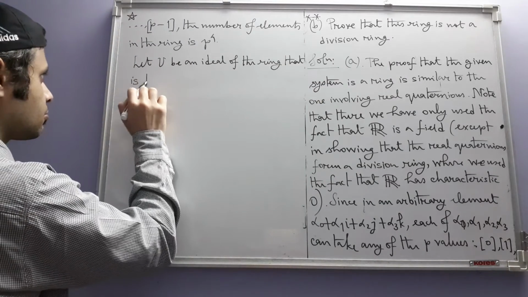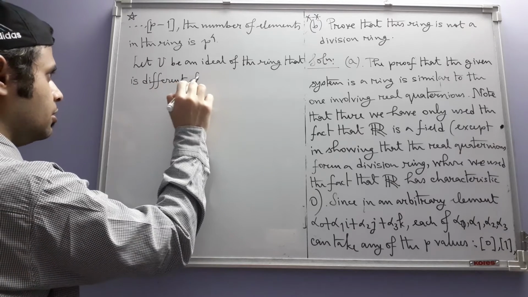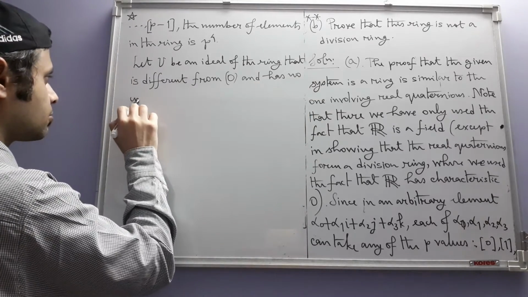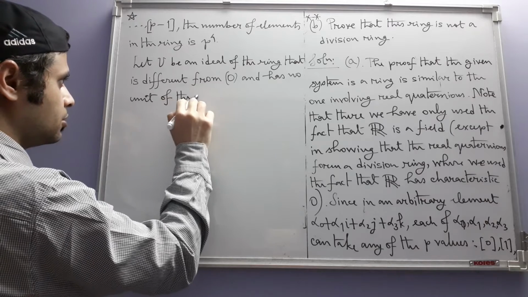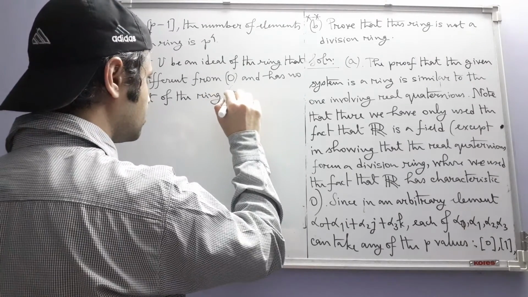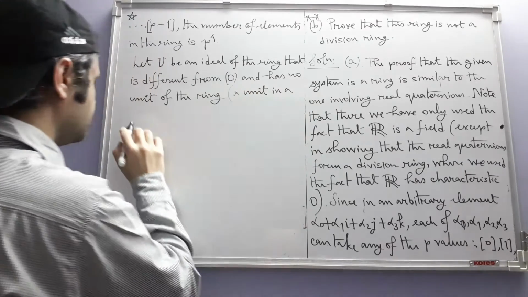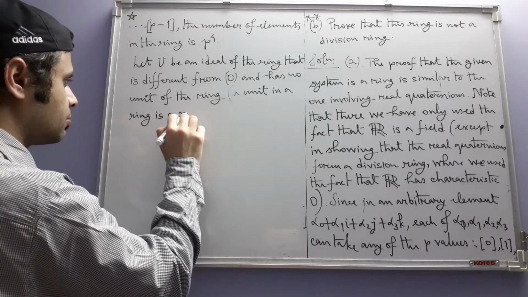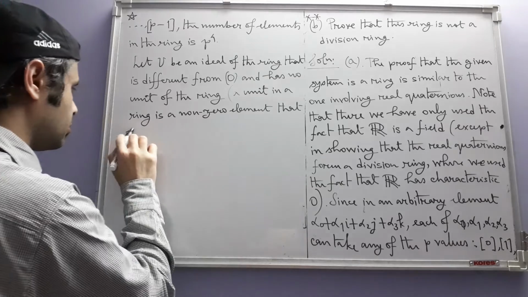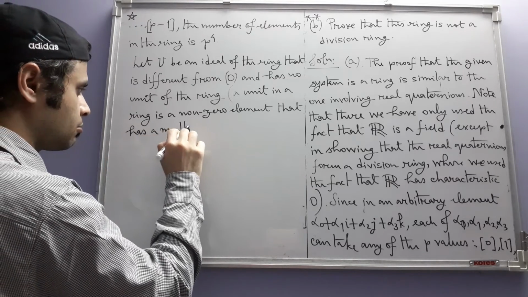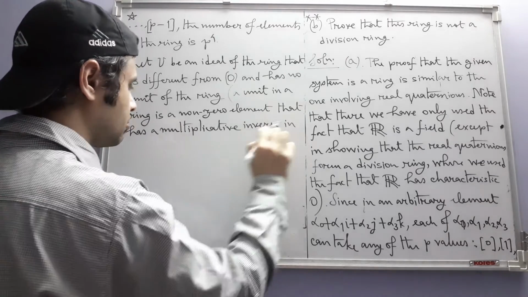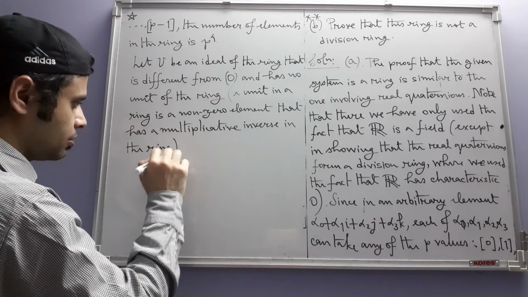So this is an ideal of the ring that is different from the 0 ideal and has no unit of the ring. We know about unit element, but what is a unit? We need to say that a unit in a ring is a non-zero element that has a multiplicative inverse in the ring. That is called a unit.